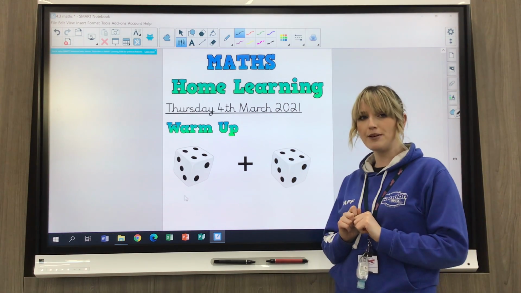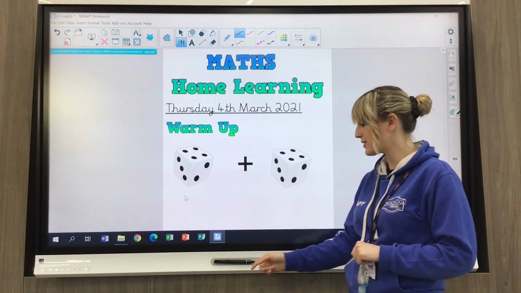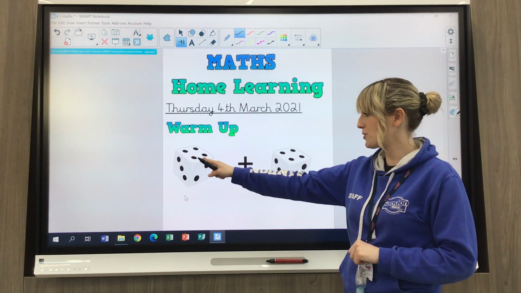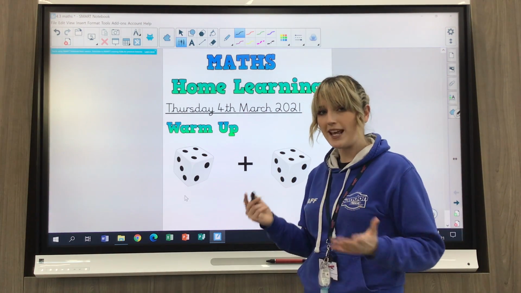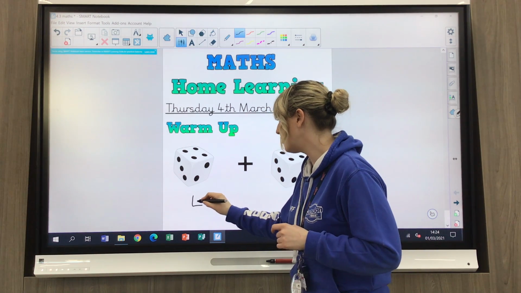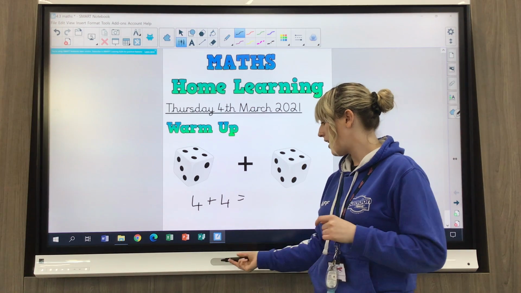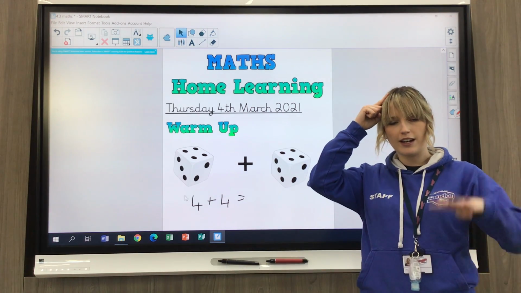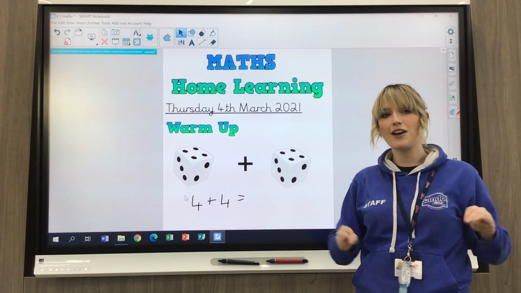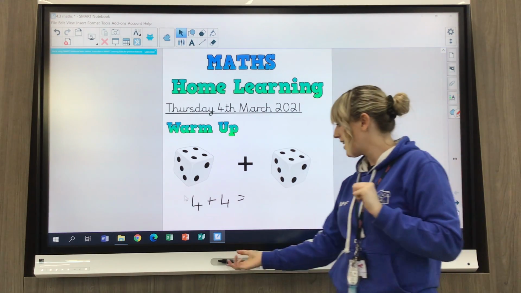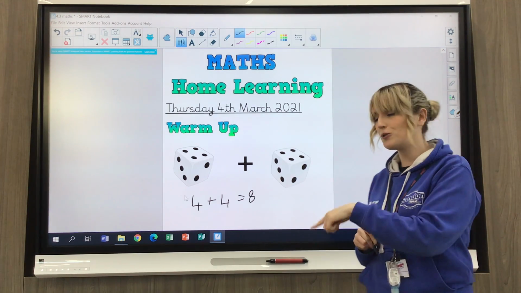So what you're going to do is you're going to roll the 2 dice and you're going to add up the numbers. So here I've rolled a 4 and a 4. So on my whiteboard or maybe in your purple book you would write 4, add 4 equals. Okay, so we're doing 4, add another 4. So 4, 5, 6, 7, 8. 4 add 4 is 8. Okay, so I'd write my answer and then I would roll again.